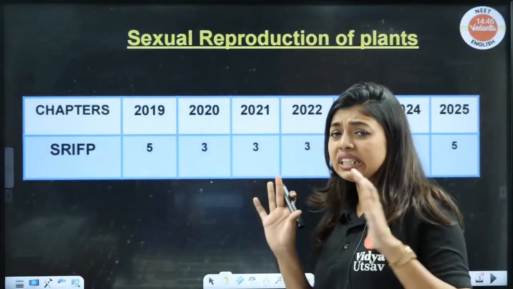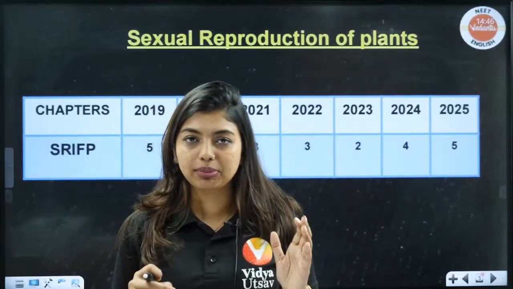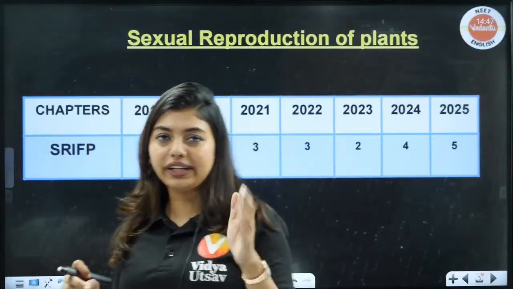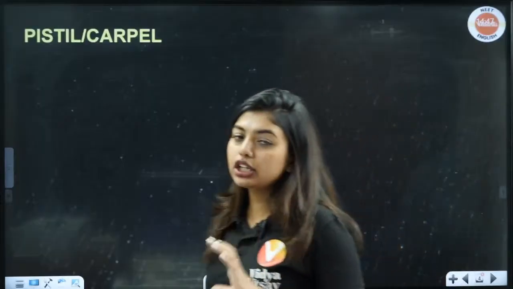First, for NEET students, this chapter is almost a 20 marks chapter, because this chapter has around 5 questions. So 5 into 4, 20 marks chapter. It's one of the high weighted chapters. Now talking about pistil and carpel.